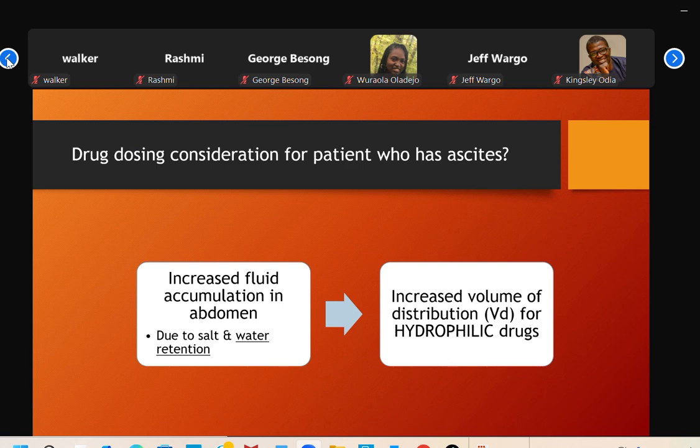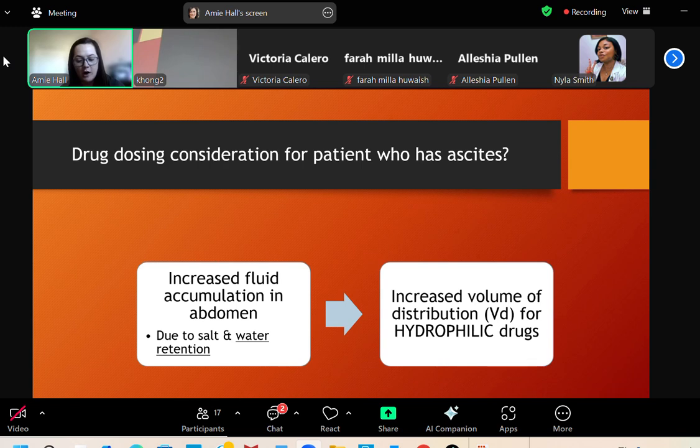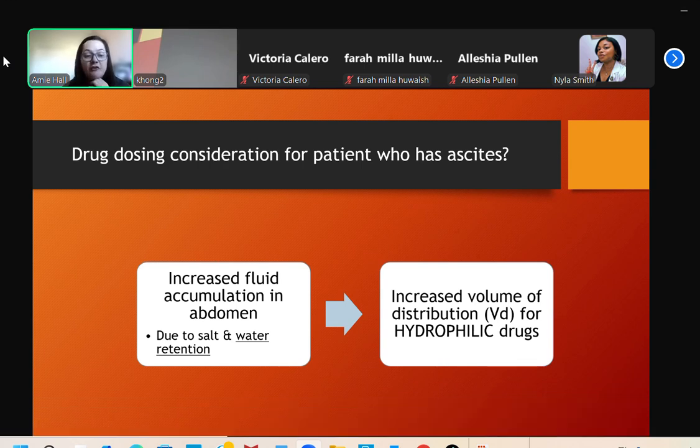So if a drug is hydrophilic, it is not going to stay in the vasculature, in the bloodstream, because it's going to search out where there's the most water. So it is going to leave the vasculature and distribute into areas where there's lots of water, like the abdomen. So then our drug concentration decreases in our vasculature because the drug is leaving the vasculature, going to where the water is. If it's a water-loving hydrophilic drug, it's going to distribute throughout the body instead of staying in the vasculature. So that causes our drug concentration to go down.